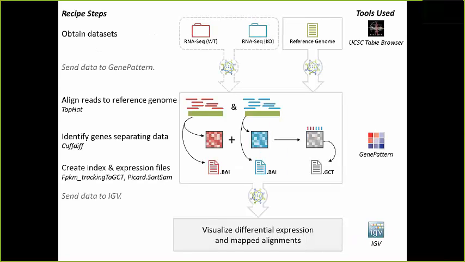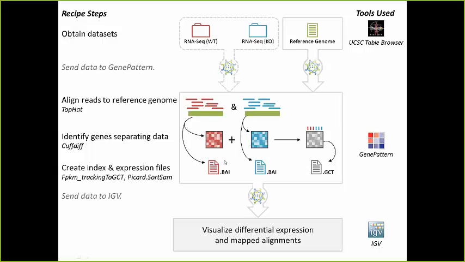So these are the basic steps. We're going to have 3 data sets in total. 2 of them are available in GenomeSpace already, and I'll show you how to find them online. One will be a wild-type RNA-Seq data set, and another will be an RNA-Seq data set with a specific gene that has been knocked out. And we'll obtain a reference genome from the UCSC table browser. We'll send all of this data using GenomeSpace.